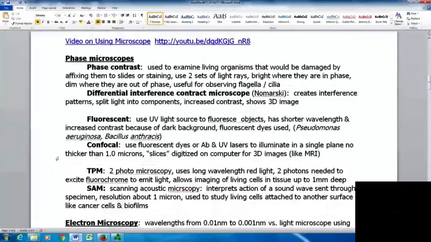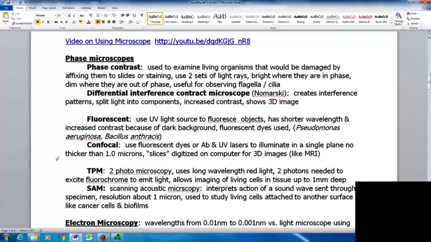Another type of microscope is the phase microscopes. One type is phase contrast. These can be used to examine living organisms that would be damaged by affixing them to slides or staining. We use two sets of light rays. It's bright where they are in phase and dim where they are out of phase. This can be useful for observing flagella and cilia.